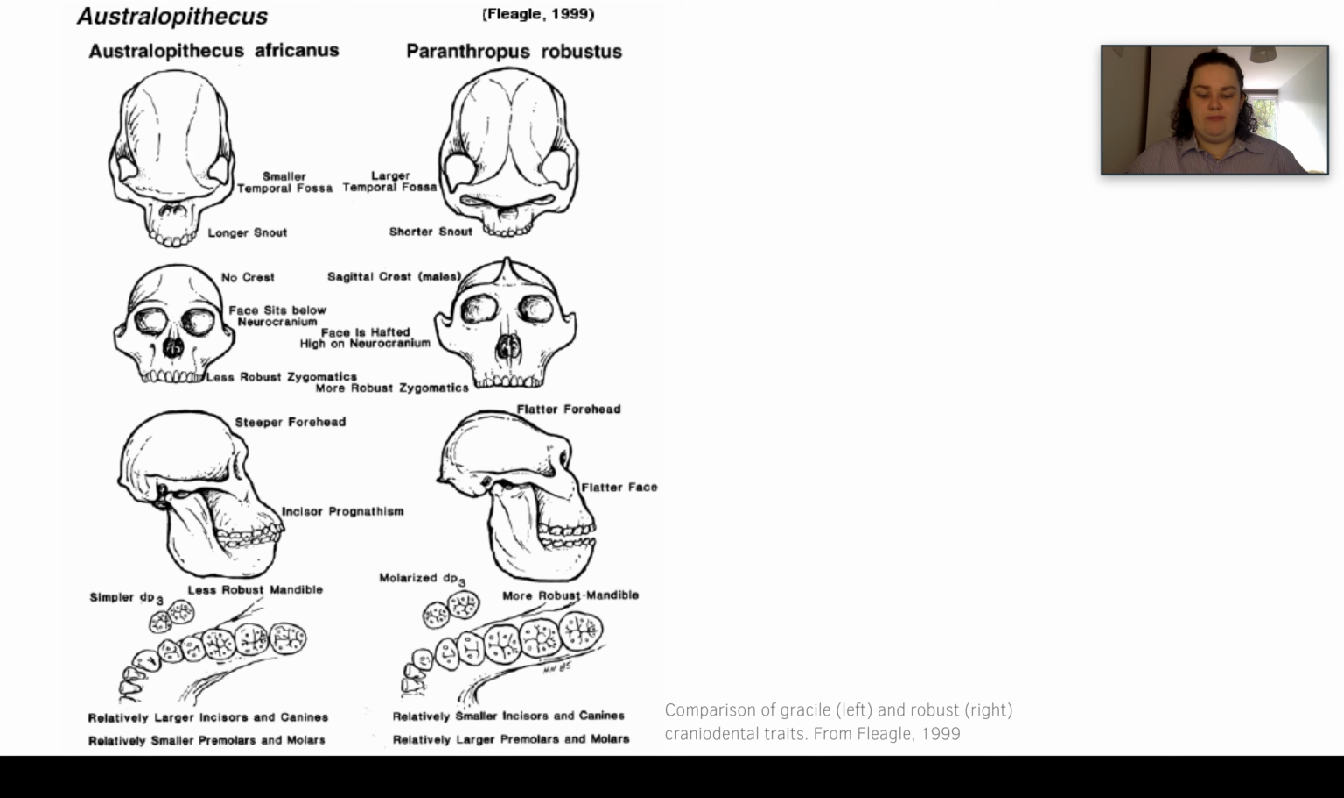So here we have a pretty useful diagram, which I've included on the handout, of the two different Australopithecus. This is taken from Wood in 1999, and as you can see, the robust forms have a much larger skull and a much larger jaw, and that's probably because they had to chew tougher vegetables or grasses or whatever they ate.